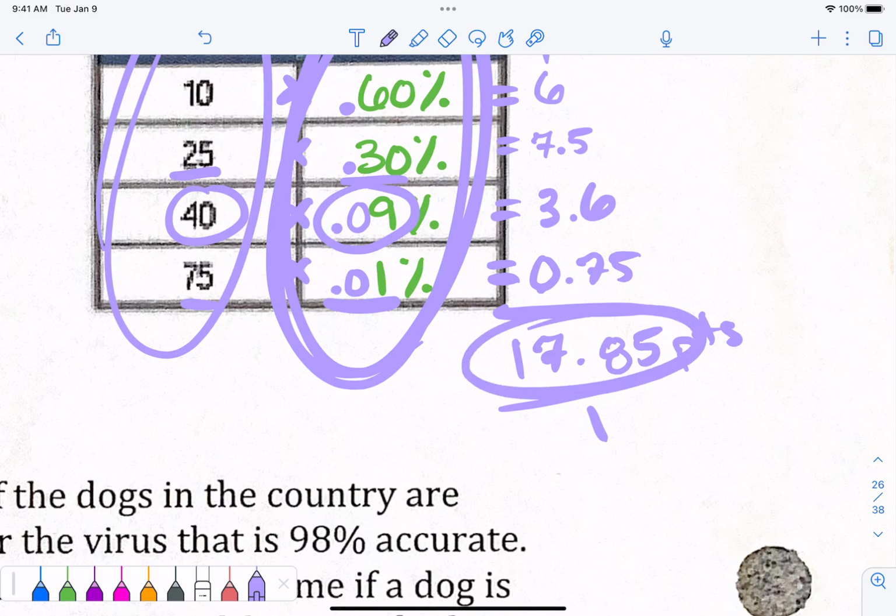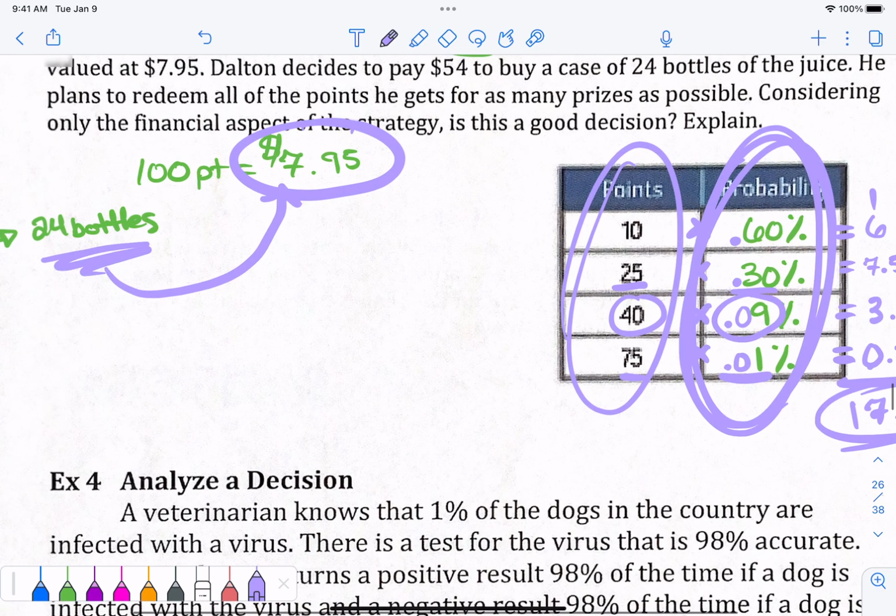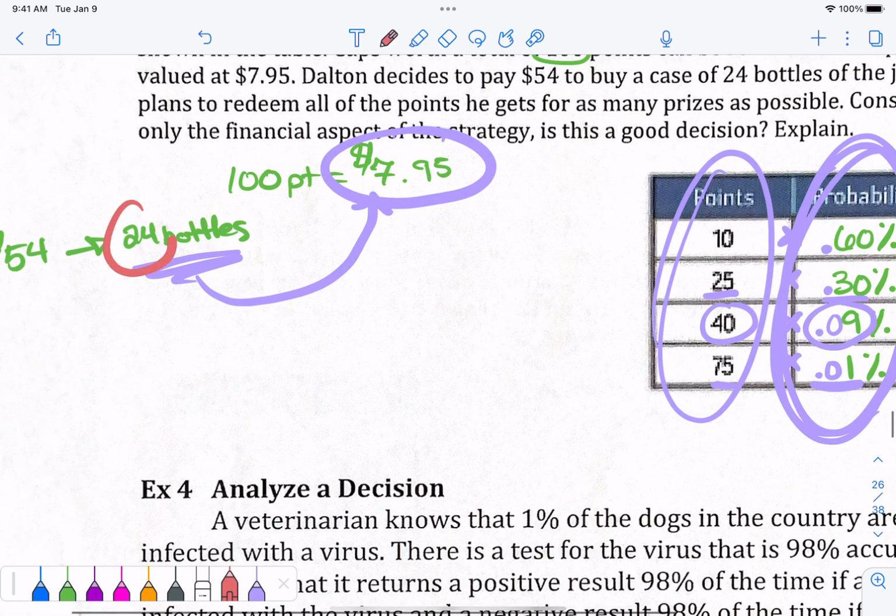So what does 17.85 mean? The average amount of points. It's the average amount of points underneath one cap, right? On average, I'm going to get about 18 points per cap. So if I get 17.85 points per cap and I buy 24 of them, how much am I going to get in points on average? Each one's going to give me 17.85 points, or 18 points, and I got 24 of them. How much am I going to get?